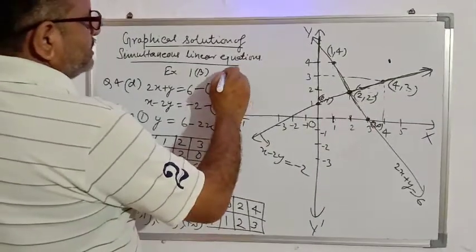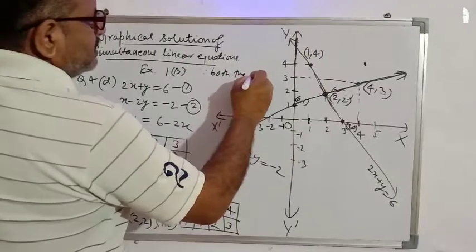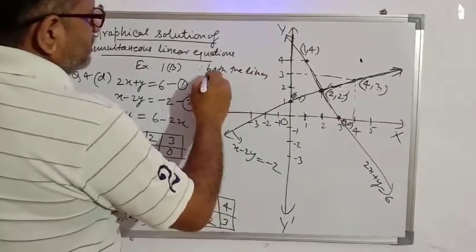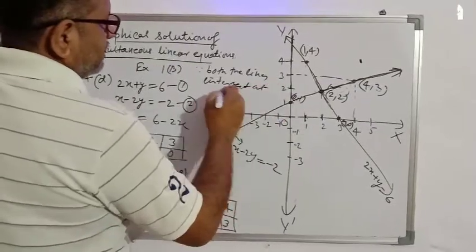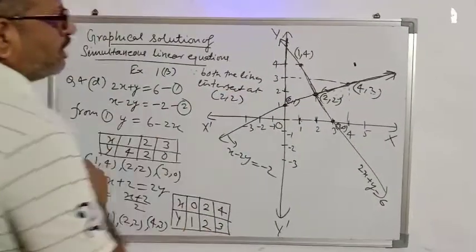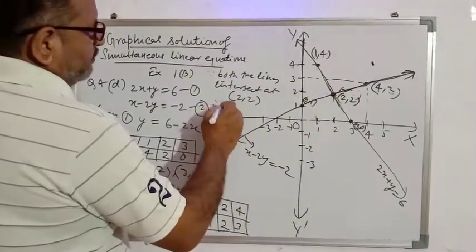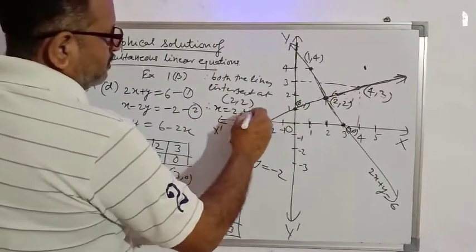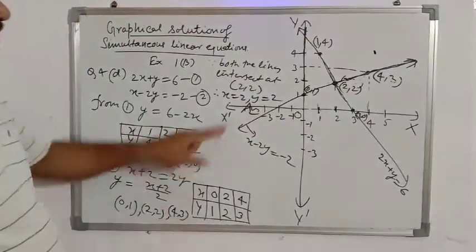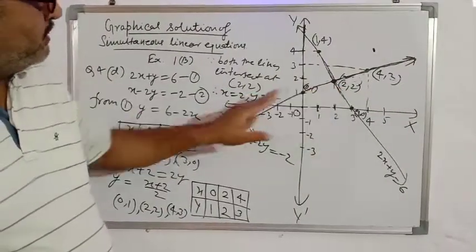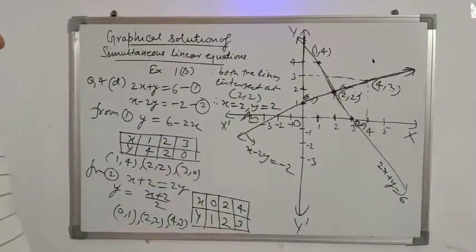So we will write, since both the lines intersect at 2, 2, therefore x is equal to 2 and y is equal to 2. This is the answer. So the value of x is 2. First component means value of x, second component value of y.